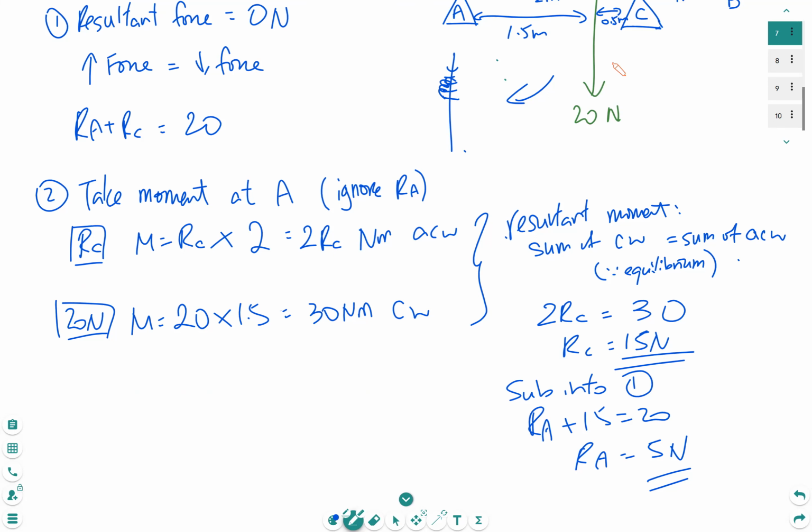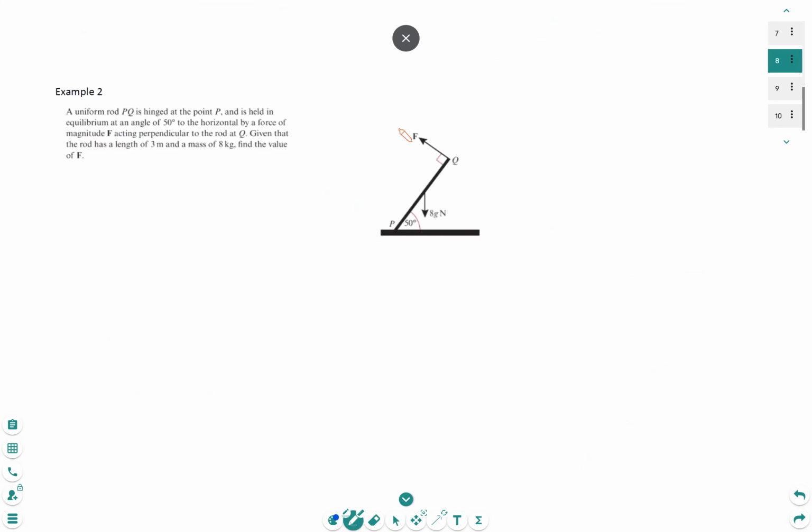All right. Next one, example number 2. A uniform rod PQ is hinged at point P, so that's the pivot. Okay, that's the pivot. And it's held in equilibrium. Highlight the word equilibrium. Equilibrium means resultant force equals 0 and resultant moment equals 0.